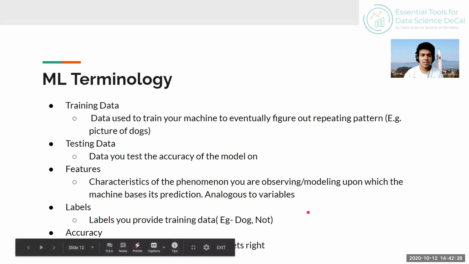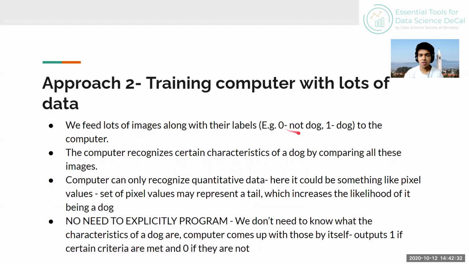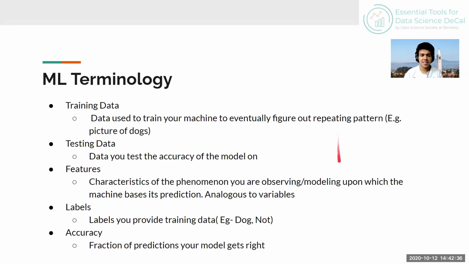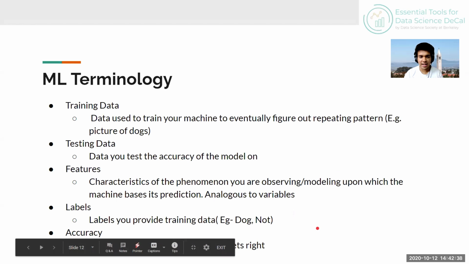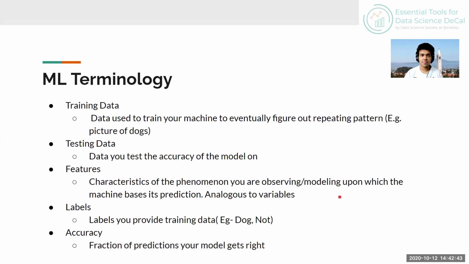And labels are the labels that we provide with training data. So over here, 0 for not dog and 1 for dog are examples of labels. And accuracy is the fraction of predictions that the model gets right. So if we have testing data and the model gets 9 out of 10 of those images right, then we'll say it has an accuracy of 90%.